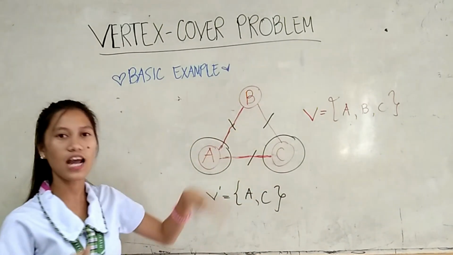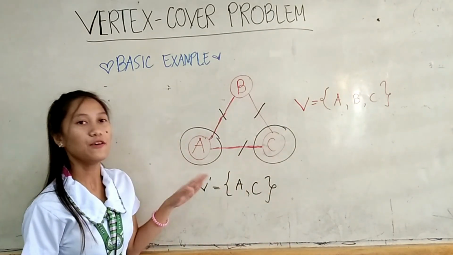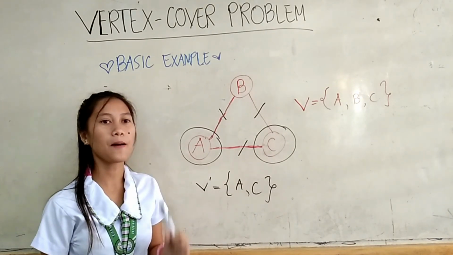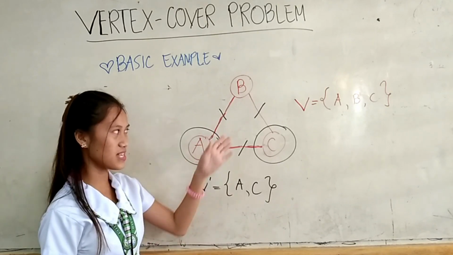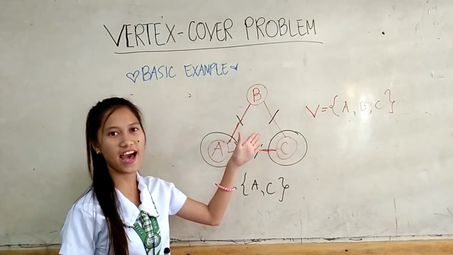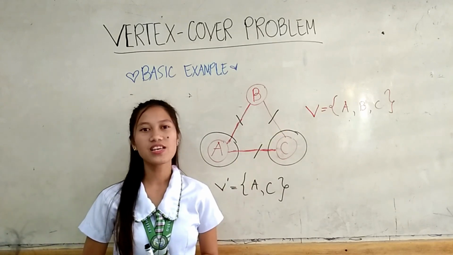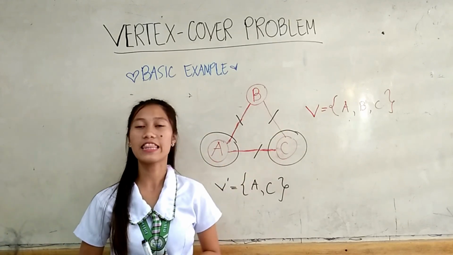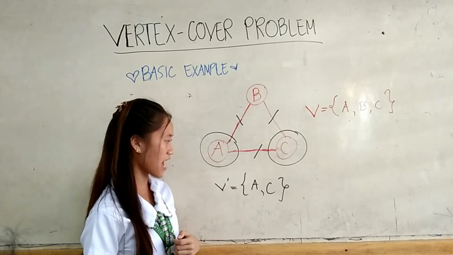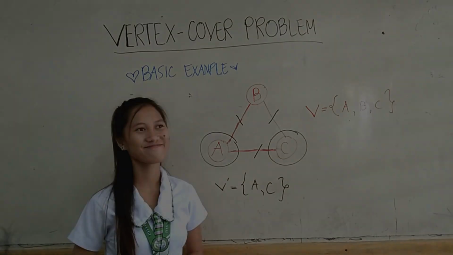As you can see, in our undirected graph all edges have been covered. So we have V-1, which consists of vertex A and C, which is the minimum vertex cover of this graph. Again, if V is the set of vertices for this graph, then V-1 is a subset of V covering all the edges, and therefore the minimum vertex cover for this graph is V-1, which has a minimum size of 2.